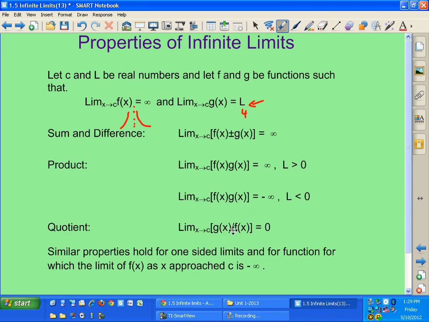Last but not least, probably one of the more important ones, is if you take a function, some value, and divide it by infinity. If I take 4 and divide it by the biggest number I can think of, just as many zeros as I can possibly write out, this is going to be a really, really small number. So we're going to say that's pretty much equivalent to 0. And all of these properties hold true pretty much for negative infinity.